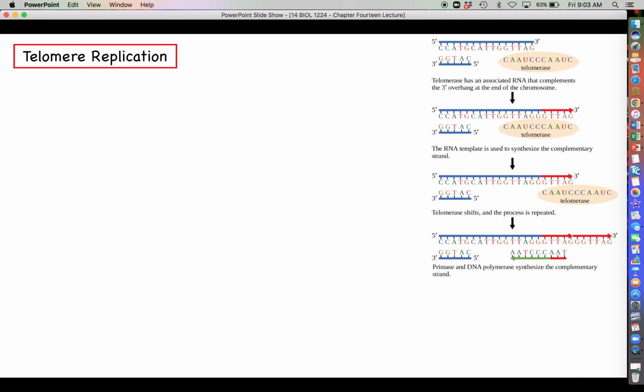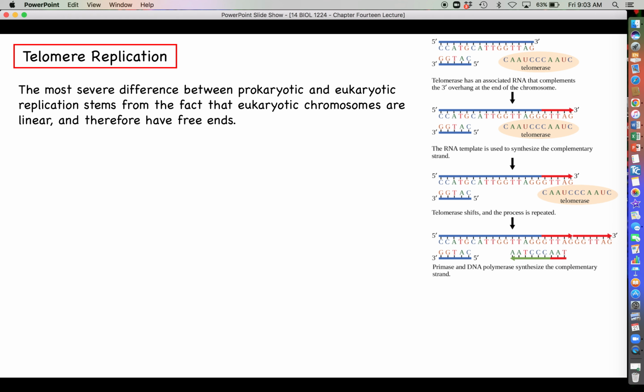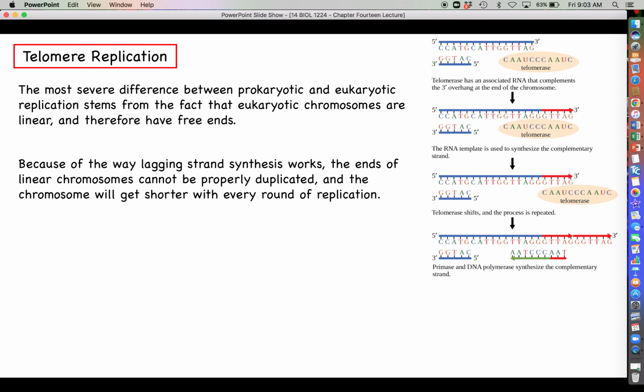Okay, so let's talk about one more important thing pertaining to the difference between prokaryotic and eukaryotic replication. Because prokaryotic chromosomes are circular in nature, we don't have to deal with the issue of what to do with the ends of chromosomes, either the 5' end or the 3' end, because if the DNA is a circle, there is no 5' or 3' end. It's just one big continuous circle. So the issue with eukaryotic chromosomes is that since they are linear, they have free 5' and 3' ends.